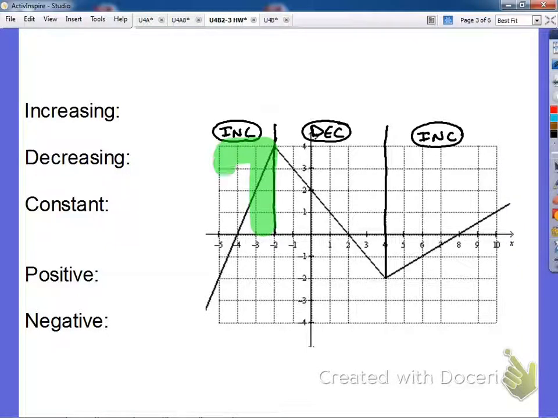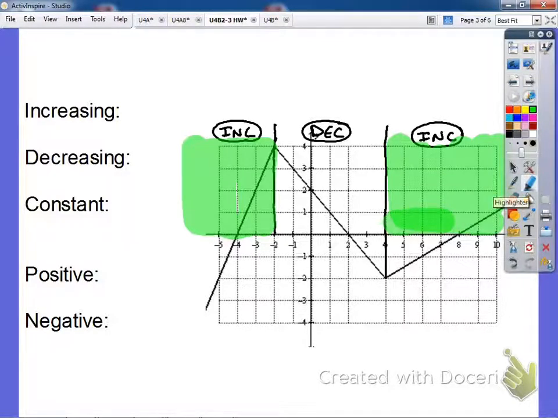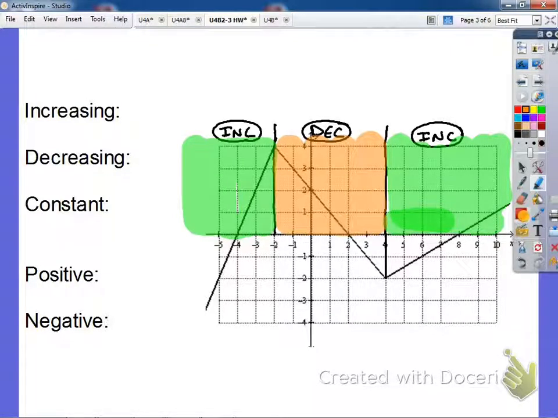On this section, you see the graph increasing. On the middle section, you see it decreasing. Now, let's go ahead and write these answers down. Where is it increasing? Where does it start?